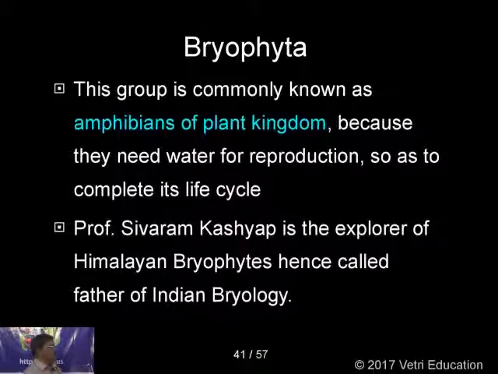Professor Sivaram Kashyap is the explorer of Himalayan bryophytes, hence called the father of Indian bryology. Father of Indian bryology.